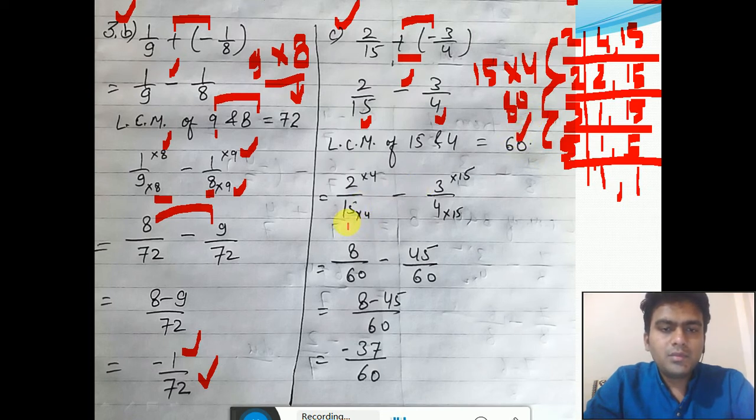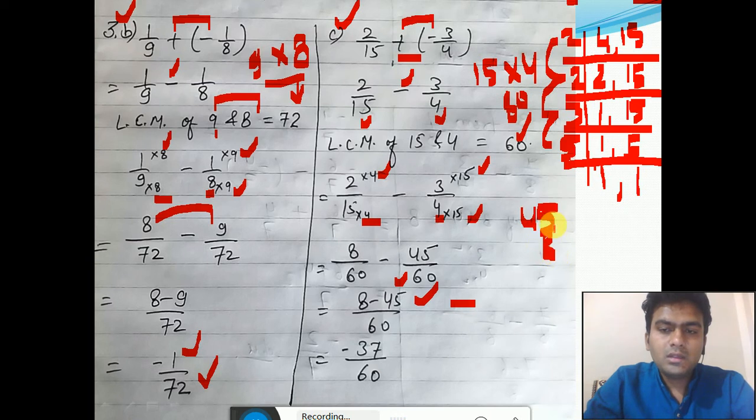So make 15 into 4, multiplying denominator as well as numerator. Here the denominator is 4, so multiply it by 15, denominator as well as numerator. So the numbers become 8 upon 60, 45 upon 60. Now denominators are equal, so we will write their numerators. So 8 minus 45. Now in 8 minus 45, one number is negative and this number is positive, so we have to subtract.